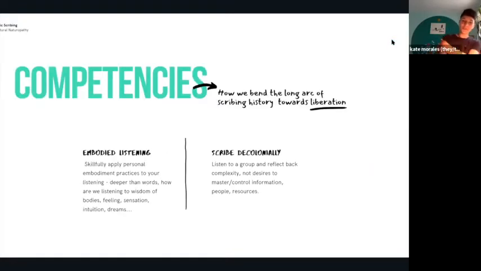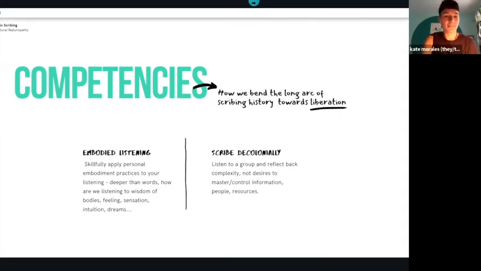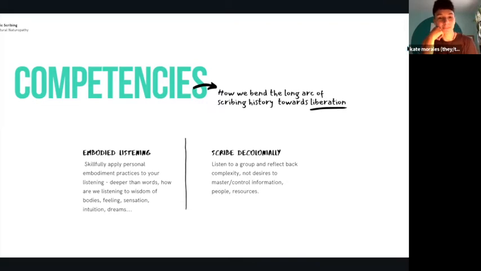So for folks who want to be practicing this, maybe you're a doodler, maybe you gotta get on the mic sometimes, maybe you don't draw at all, but we all speak metaphorically, we speak in symbols, we speak in language as well. My invitations are to start listening from an embodied way, deeper than words. How do you listen to people communicating through their feeling, sensation, intuition, dreams, five senses, and beyond?